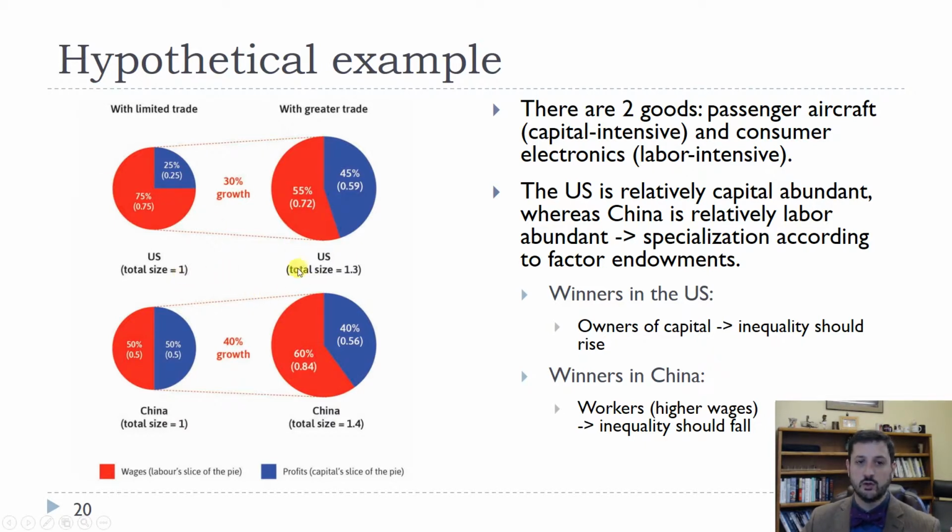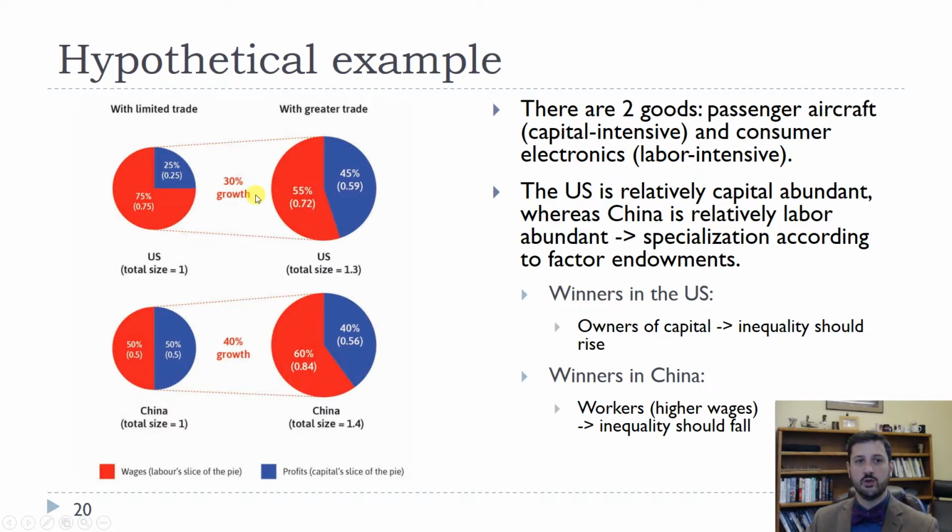So the US goes from 1 to 1.3. Remember, these are just hypothetical examples. So it's grown by 30%, and China has grown by 40%. Now, it's possible that everybody benefits, right? It's certainly possible that both labor and capital benefit in both countries, but it's also possible that the capitalists benefit so much more in the US that not only does their percentage of the pie grow, so now they have 45% instead of 25%, but that the absolute share of workers has shrunk, right?